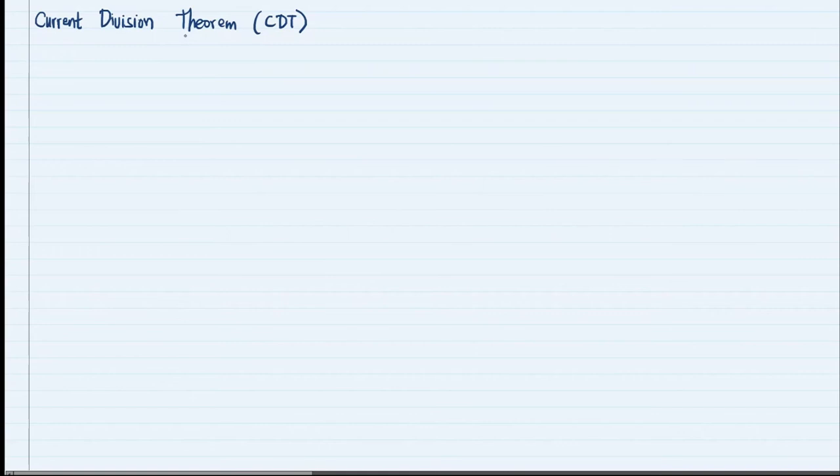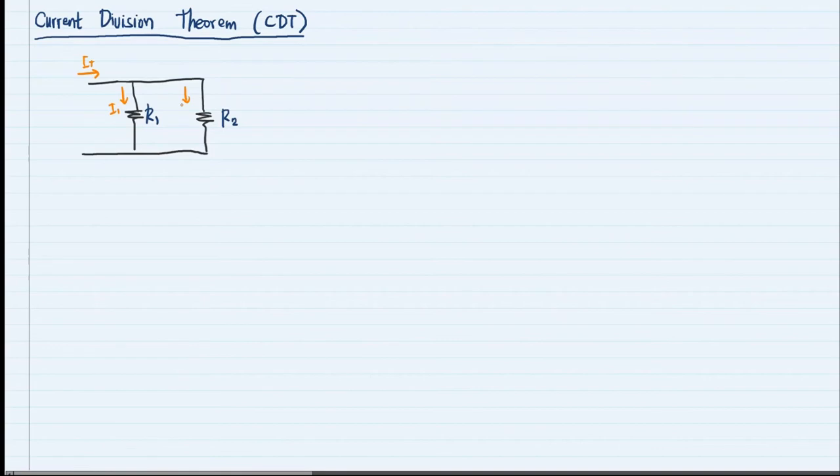This particular theorem is very useful in calculating individual currents, or the currents in each branch circuit connected in parallel. Suppose you have the same circuit as above, R1 and R2, and then you have I total, and it divides into I1, and then you also have I2. How do we solve for I1 and I2?